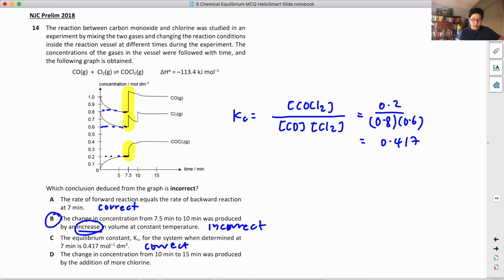The change in concentration from 10 to 15 minutes was produced by the addition of more chlorine. So look at the 10 minute mark. You notice there's actually a bump up here, right? So there's an increase in chlorine, so this is correct. That's why the answer is B. Okay, let's move on to the next question.